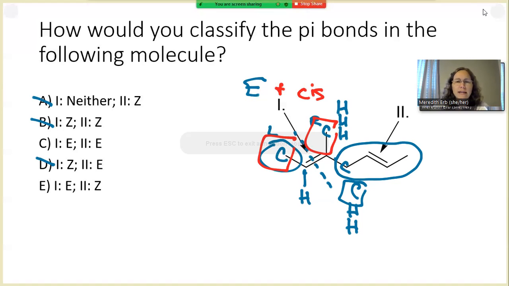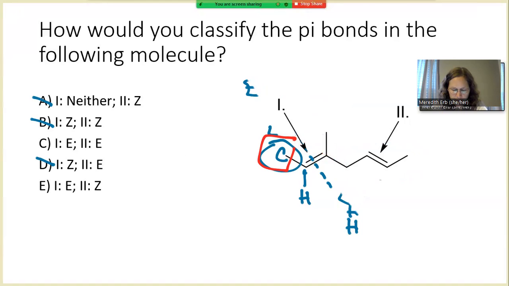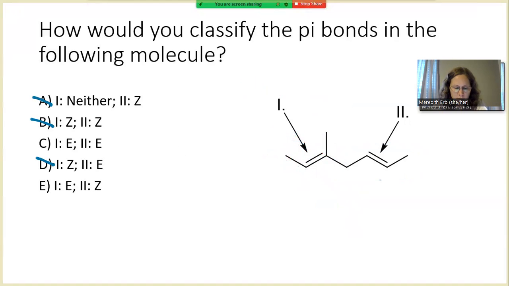Next, let's take a look at our second pi bond. I'm going to erase all of the groups, all of the drawings on here real fast so that we can take a look at that second pi bond. When we look at the second pi bond, again, we're going to draw our dividing line right down the middle, and we'll compare the left side versus the right side.